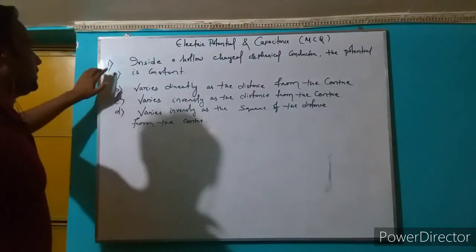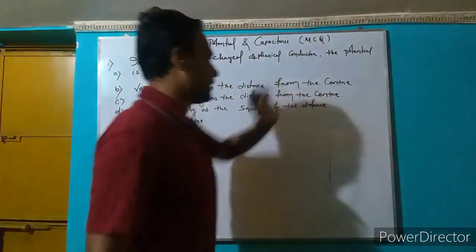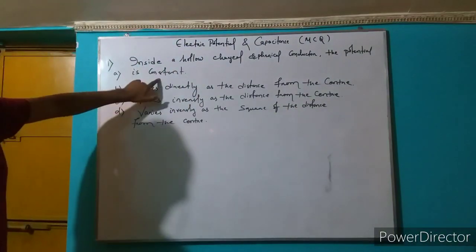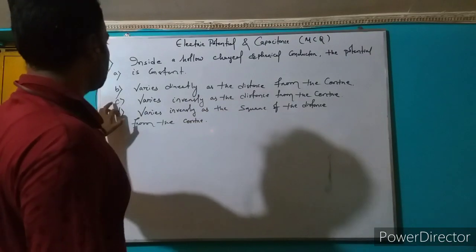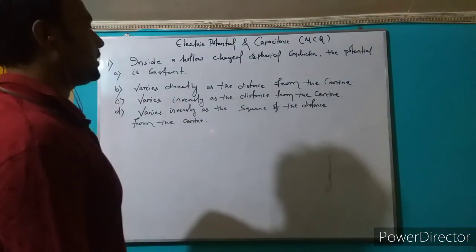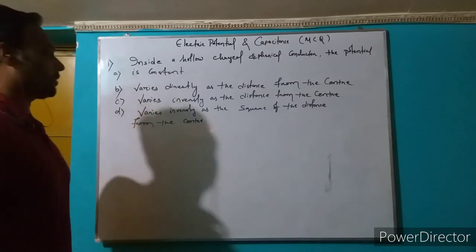Here, my first question is: inside a hollow charged spherical conductor, the potential. Option A is constant. Option B varies directly as the distance from the center. Option C varies inversely as the distance from the center. Option D varies inversely as the square of the distance from the center.